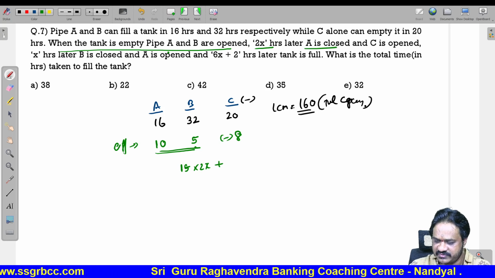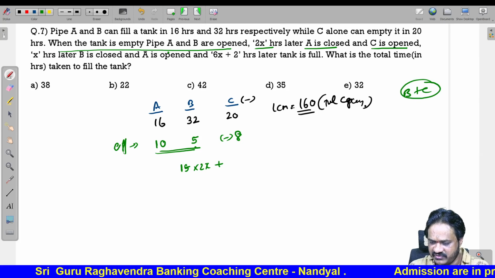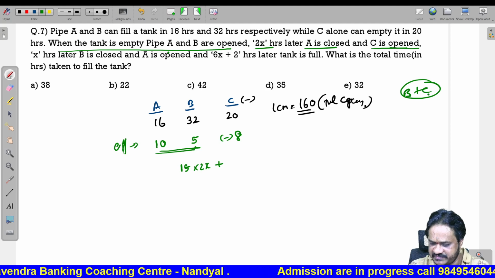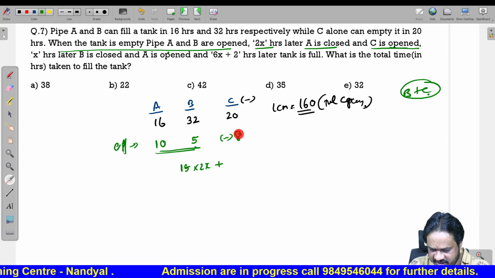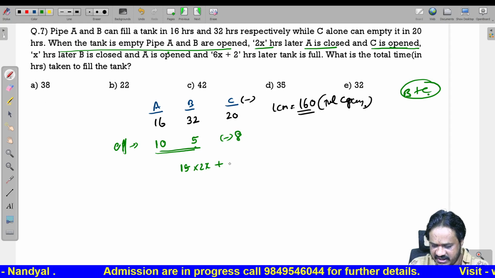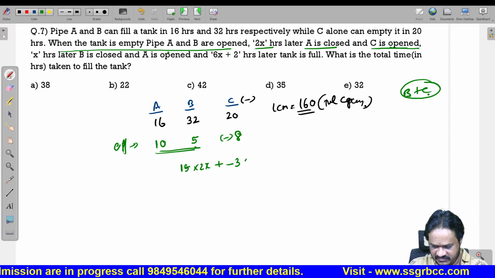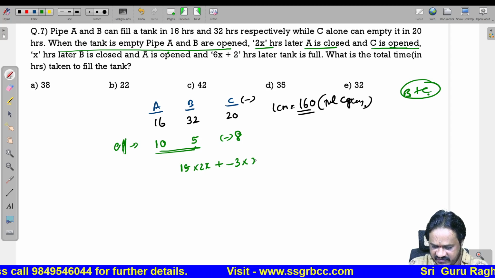After that, A is closed. A is closed means now B and C are working. If B and C are working, B will fill 5 units, C will empty 8 units. So, definitely emptying is more: minus 8 plus 5, minus 3. And they are working for X hours.